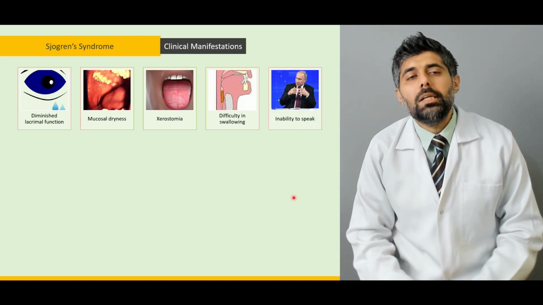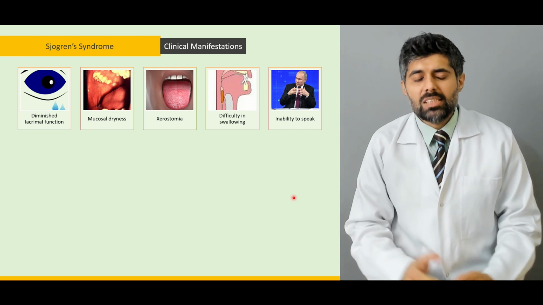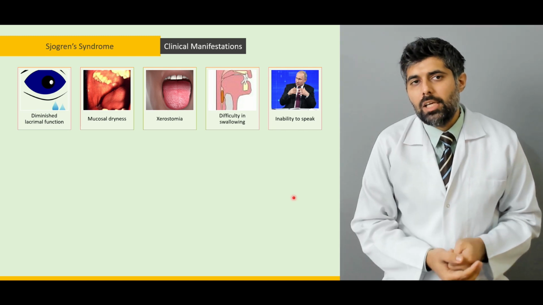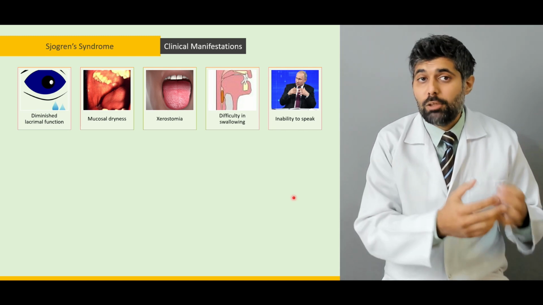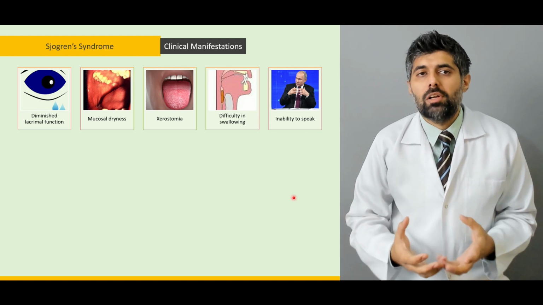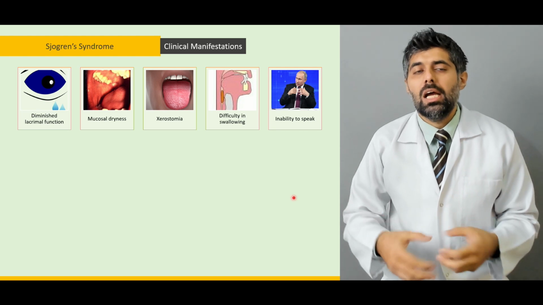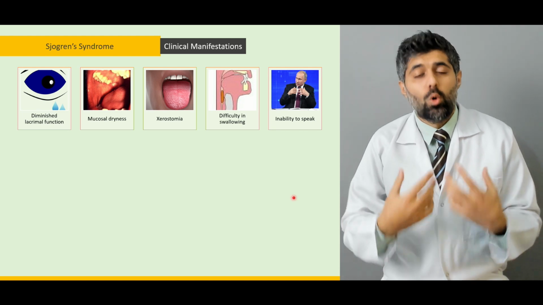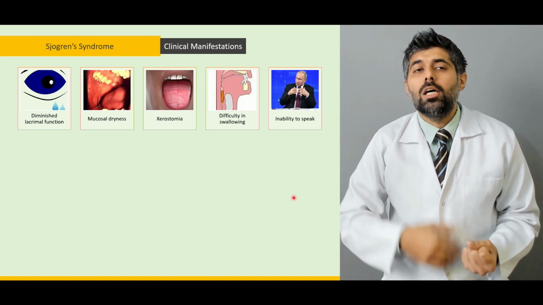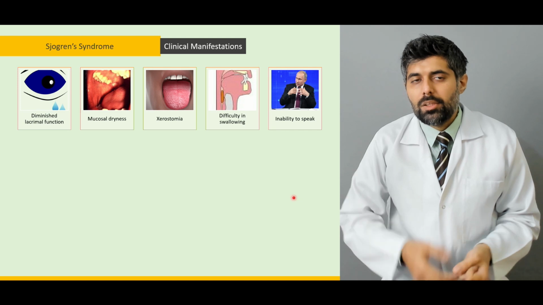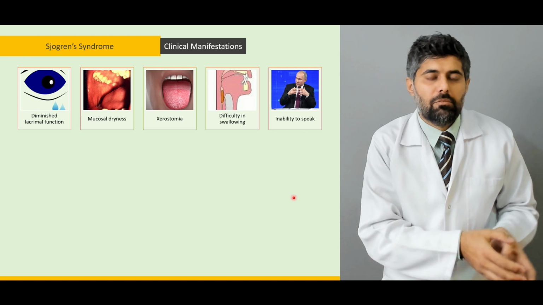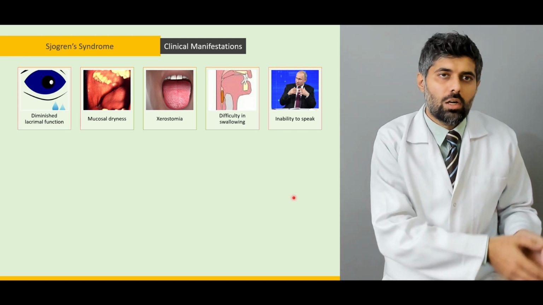Another one is the inability to speak. Like I said, xerostomia can extend up to the laryngeal cavity, and the laryngeal cavity contains the vocal cords. Now, if there is dryness of the vocal cords, they start to inflame. They lose their function, and the patient starts with hoarseness, then starts to lose the ability to produce sound. And this is all because of the dryness of the laryngeal mucosa and the inflammation that comes with the vocal cords.